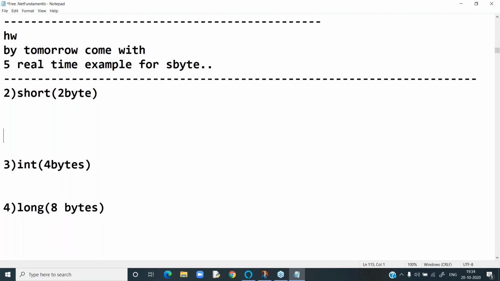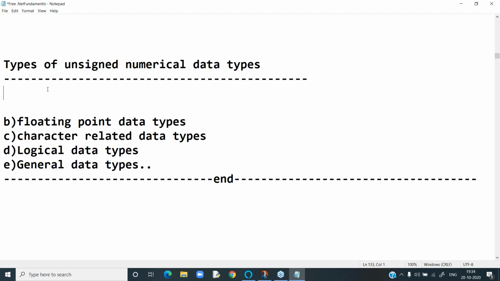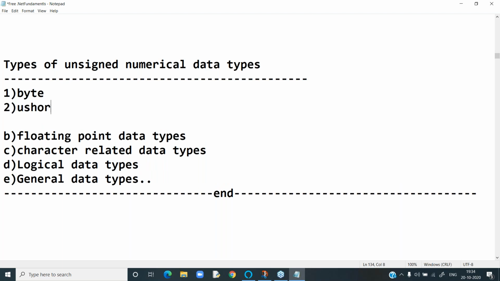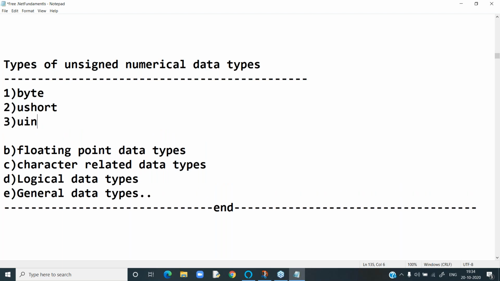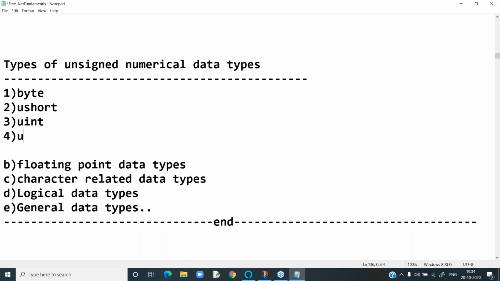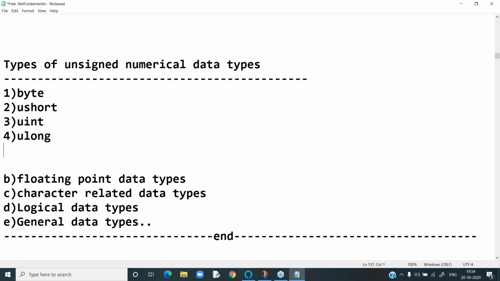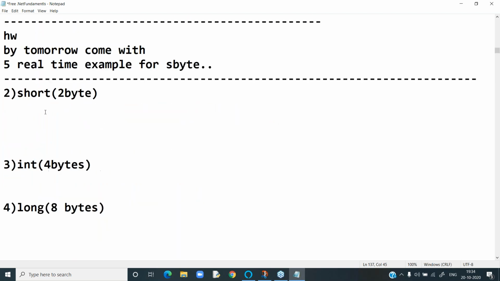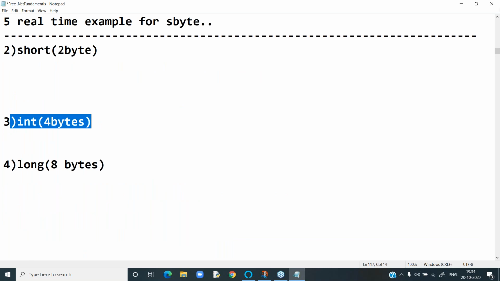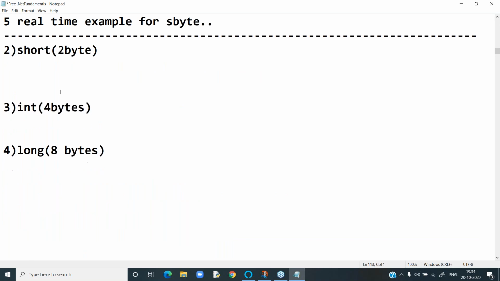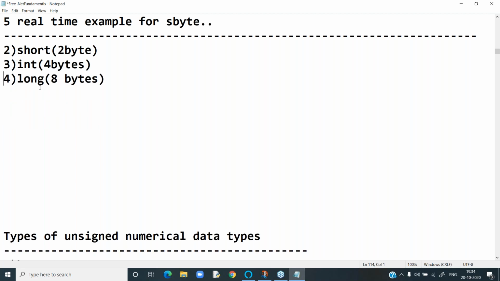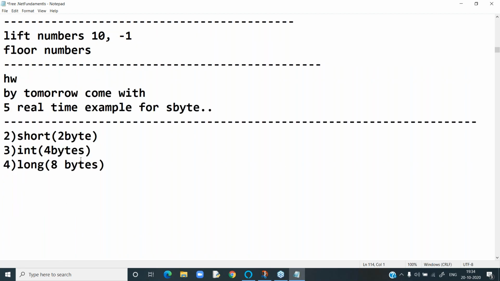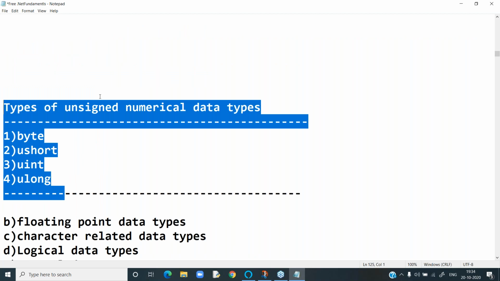But if everywhere you want to use int, why have they given 4 data types here, and unsigned? Byte, 2 is ushort, 3 is uint, 4 is ulong. They have given 8 numerical data types: 4 signed, 4 unsigned. If we only use int, why have they given 8 data types? Did you understand my point, all of you?